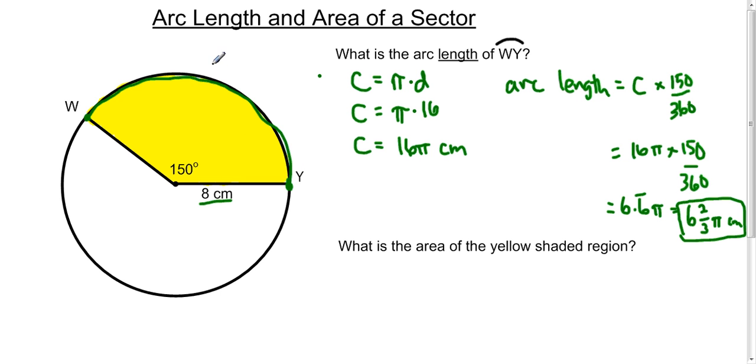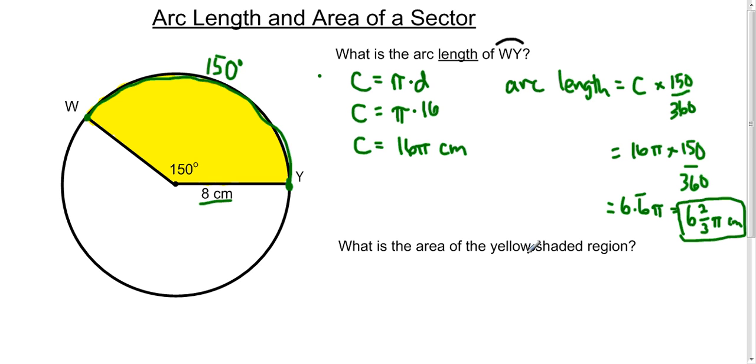That's not to be confused with the arc measure, which is 150 degrees. That is how many degrees it is from W to Y. But if you're walking from W to Y, that would be 6 2/3 pi centimeters. So that's the difference between arc measure, 150 degrees, and arc length.